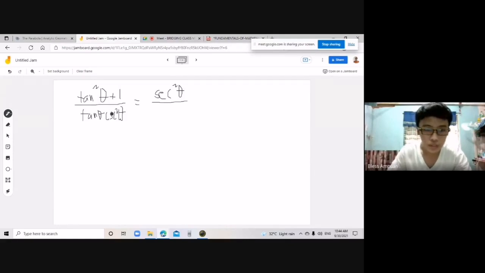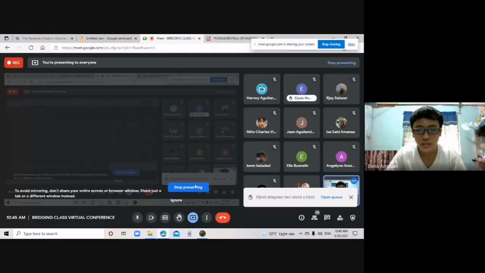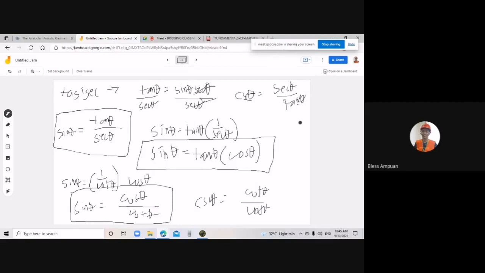Now, for cosecant squared theta, let's try to find the formula that involves secant squared theta. Here, let's use sin theta equals tangent theta over secant theta. Sin theta is involved in cosecant, right? We know that the reciprocal of sin theta is cosecant. So we could say that cosecant theta is equal to secant theta over tangent theta. Just observe, it is simply flipped.